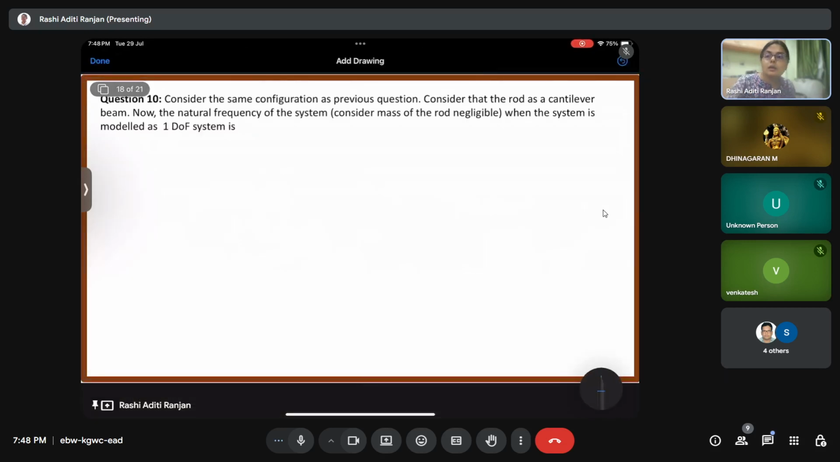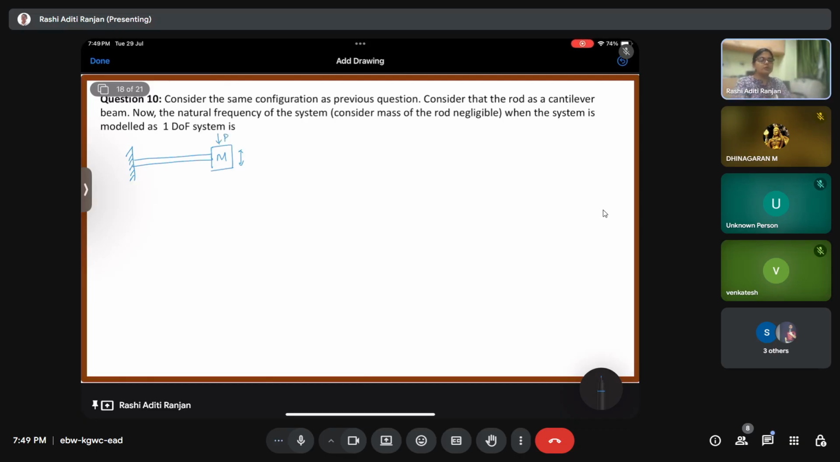So we have to consider the same configuration. Consider the rod as a cantilever beam. Now the natural frequency of the system when the system is modeled as a 1 degree of freedom system. We consider again the same system, but this time we are looking into the lateral movement of the system. Earlier it was the axial movement. Now we are applying a force like this, P.